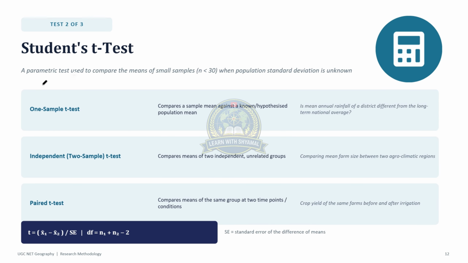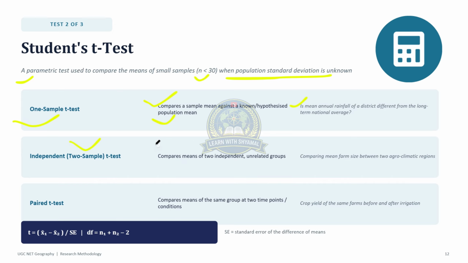Okay, then Student's t-test, a parametric test used to compare the means of small samples. N is less than 30, that means the sample size is less than 30, when the population standard deviation is unknown. One sample t-test compares a sample mean against a known or hypothesized population mean, for example, is the mean annual rainfall of a district different from the long-term national average.